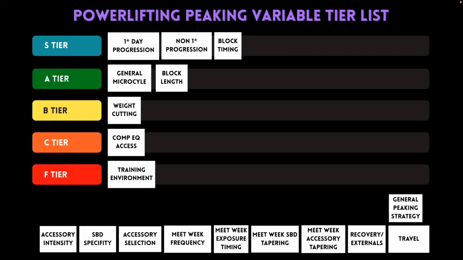Yeah, I'd agree. I don't think that the general peaking strategy matters all that much, assuming that all of this other stuff is accounted for, whether you're doing an additional taper week or training somebody into the meet. I've had athletes where I've done both strategies with them and they've worked well both times. So I think really just for that alone, I don't think that we can really qualify this as an S tier variable to consider.